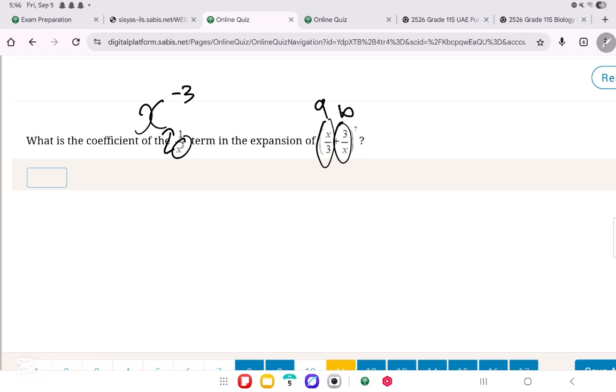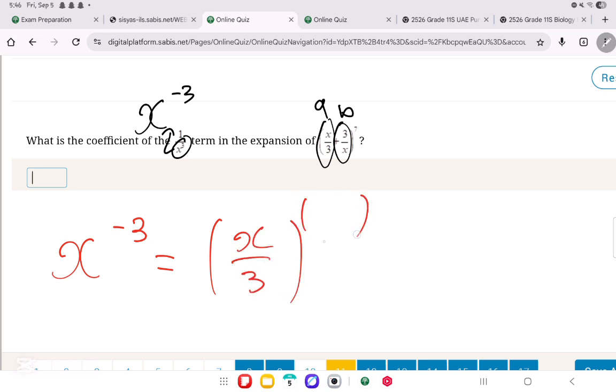Okay, perfect. Now, both our a and b have x. So, we'll need to use the equation we used before, which is what? Which is x to the power of negative 3 is equal to our a, which is x over 3, to the power of n minus k. Our n in this case is 7, so 7 minus k, okay? Times 3 over x. Remember, if we have x in the denominator, we don't accept it.